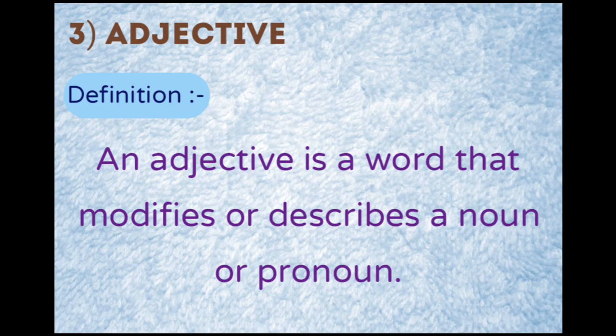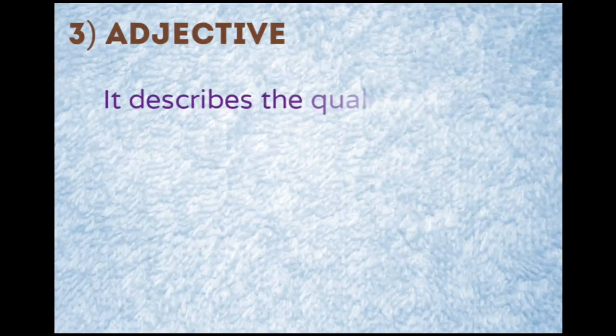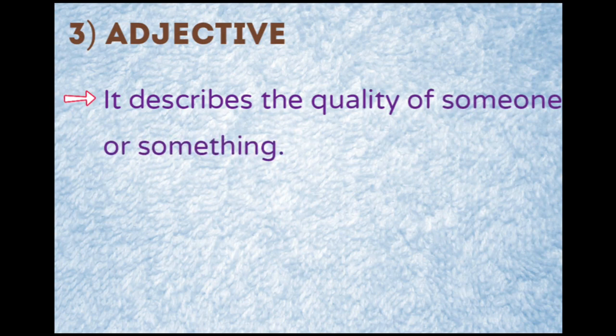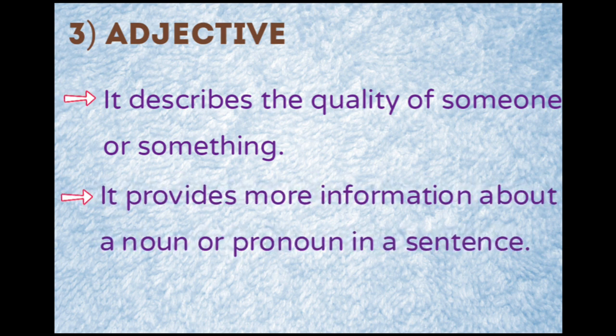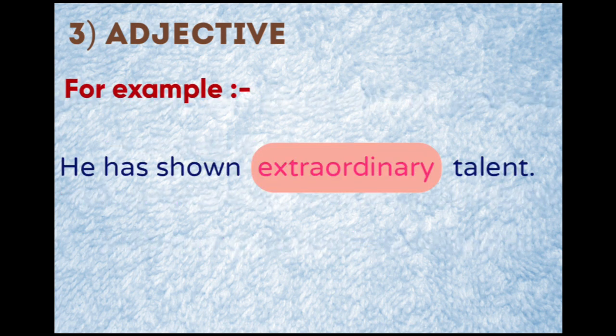Okay, now the third part of speech is an adjective. An adjective is a word that modifies or describes a noun or a pronoun. Okay? It describes the quality of someone or something. And also it provides more information about a noun or pronoun in a sentence. Okay, let's take the help of examples to understand this topic with clarity.